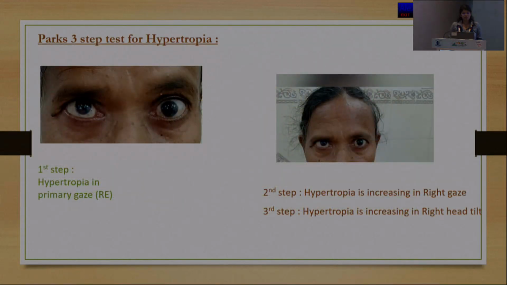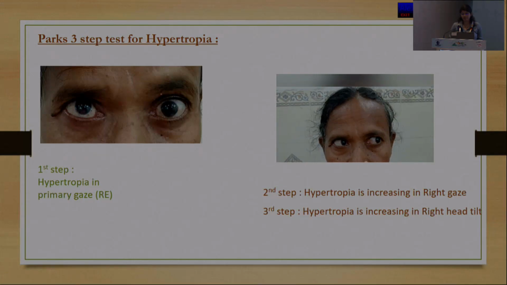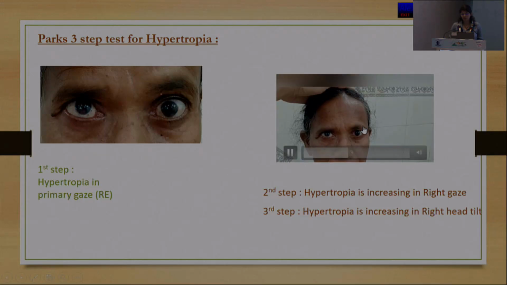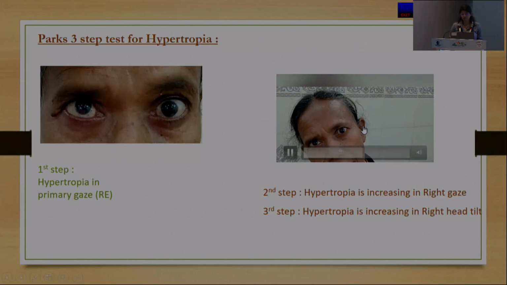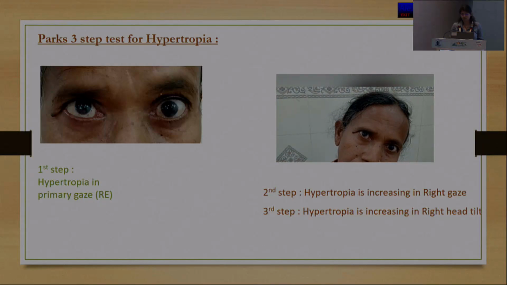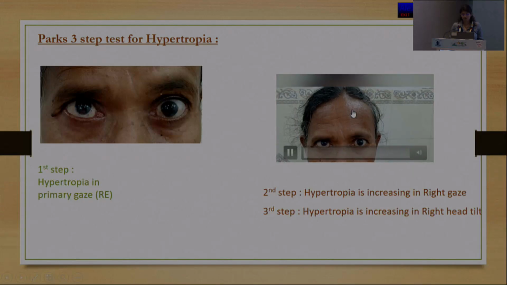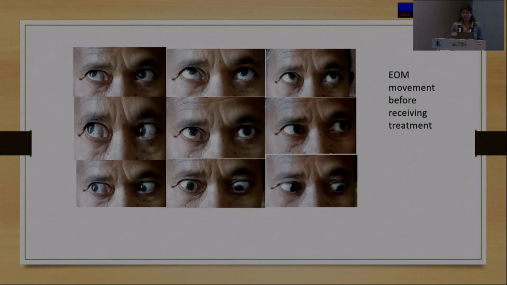For the right eye hypertropia, the Parks three-step test was performed. In first step, in primary gaze there is right eye hypertropia, and in second step hypertropia is increasing in left gaze and also increasing in right head tilt. This is the extraocular muscle movement before receiving the treatment.